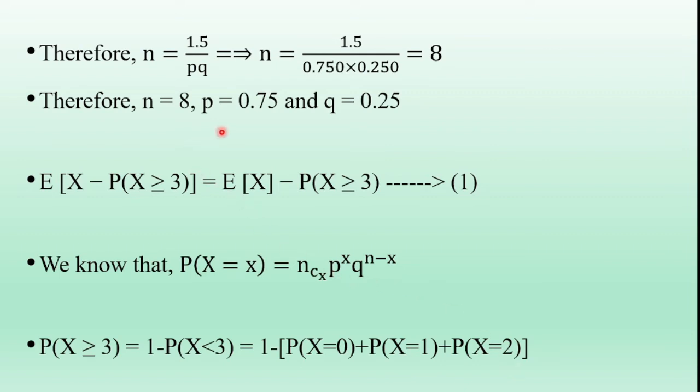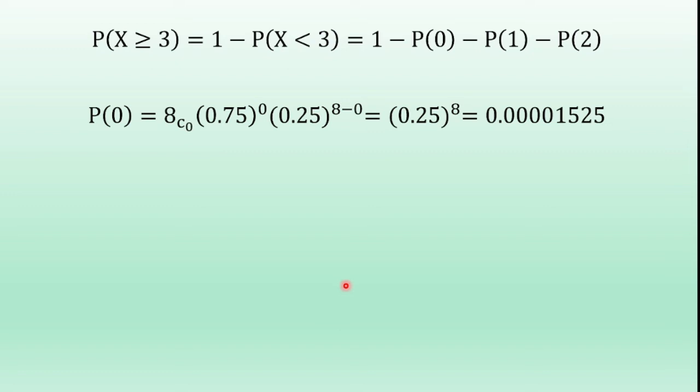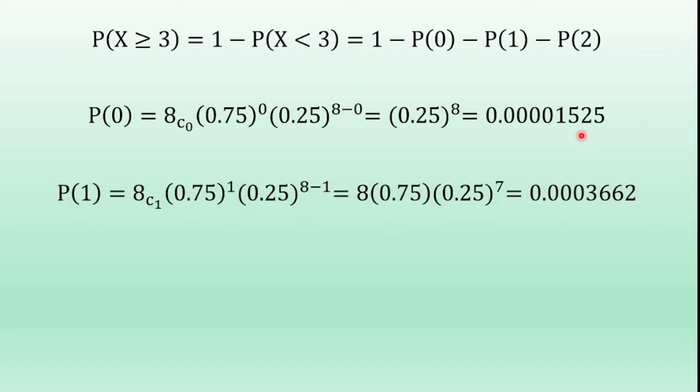Now here N is 8, P is 0.75, Q is 0.25, and calculate P of X is equal to 0 using this expression. Calculate P of X is equal to 1 and P of X is equal to 2 using this expression. So first, separately calculate P of X is equal to 0. Substitute X is equal to 0, we get 8C0 into 0.75 whole to the power of 0, 0.25 whole to the power of 8. And reducing this RHS term, we get that the value is 0.00015.